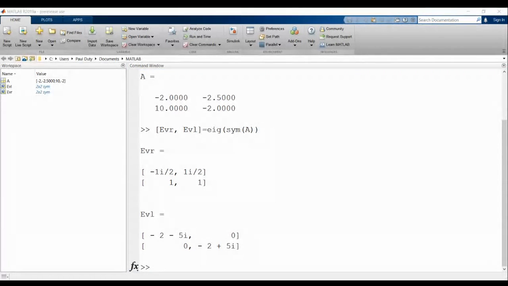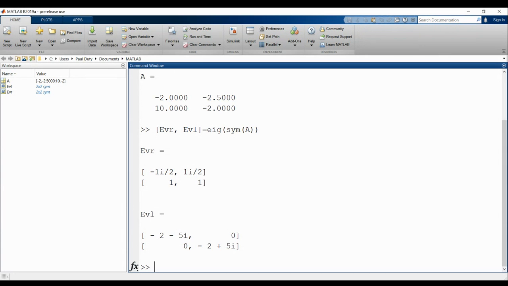Okay, so I typed in the matrix A, and I used that eig command, and the EVR gives me my eigenvectors, and the diagonal of EVL gives me the eigenvalues. Now, the eigenvectors, MATLAB gives as negative i over 2.